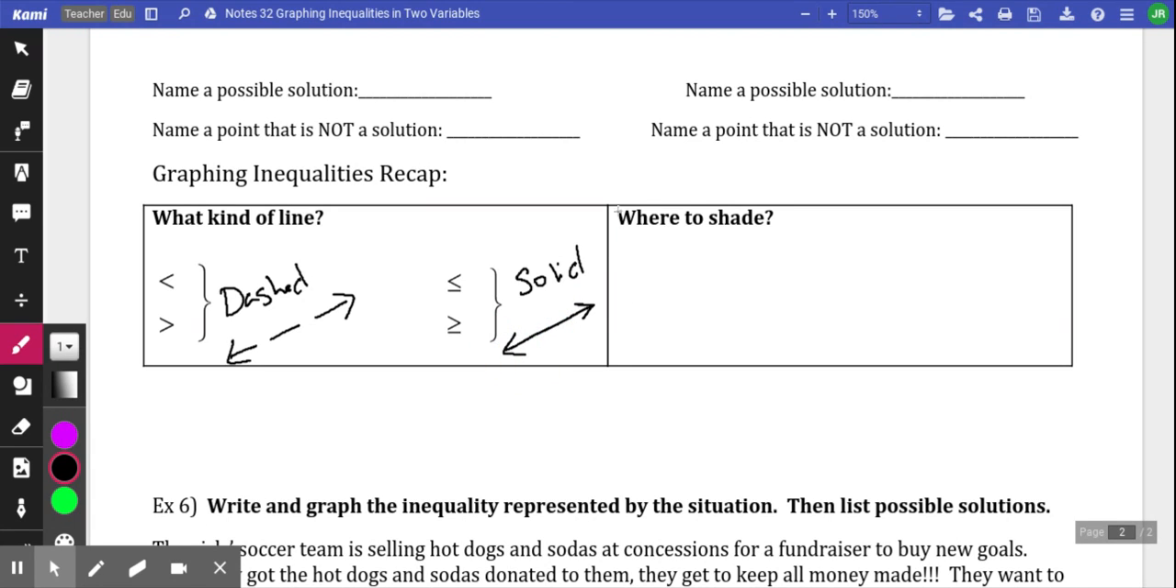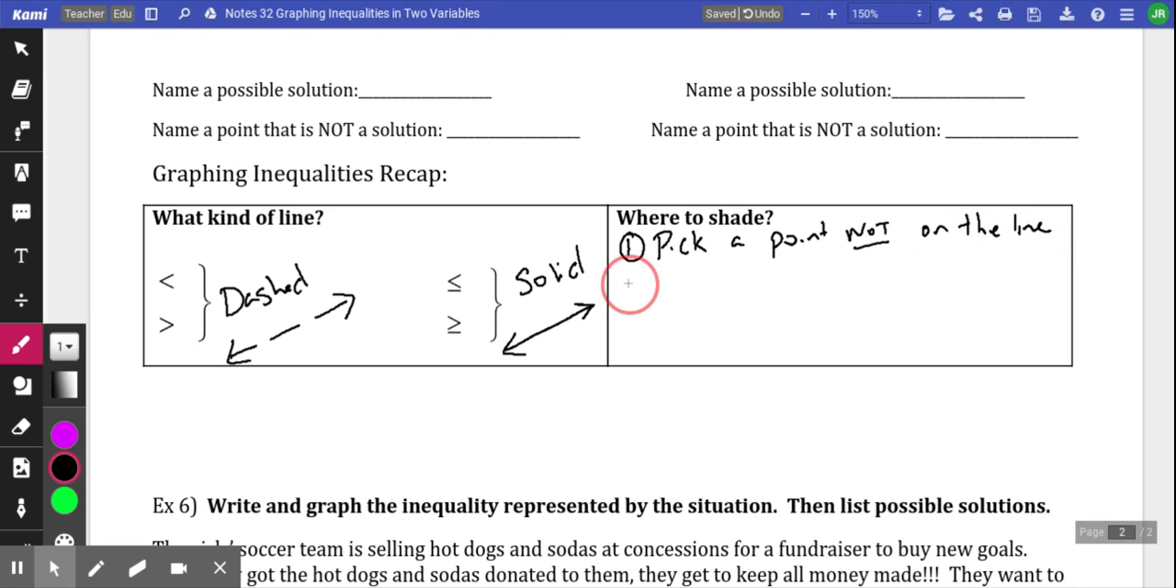How are you going to determine where to shade? Well, your first step is to pick a point not on the line. It's very important that you don't pick a point on the line because we already know whether that point is a solution or not based on how we have the boundary line. If it's dashed, it's not a part of the solution. If it's solid, it is a part of the solution. So pick a point not on the line.